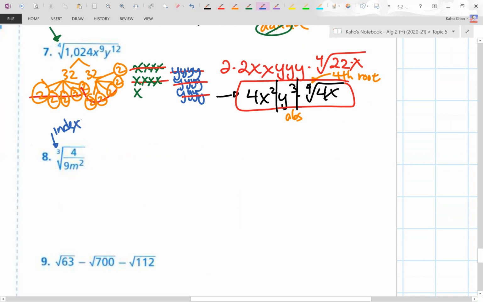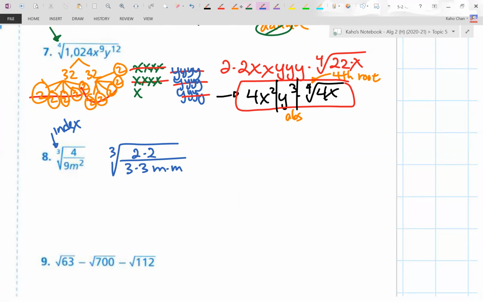Unfortunately, I don't have enough numbers to come out of the radical. I know that 4 is 2 times 2. I know that 9 is 3 times 3, and m squared is m times m. Do I have enough to rationalize the denominator? No, I need to introduce an additional 3 top and bottom and an additional m top and bottom like that, okay? So I'm extending it.